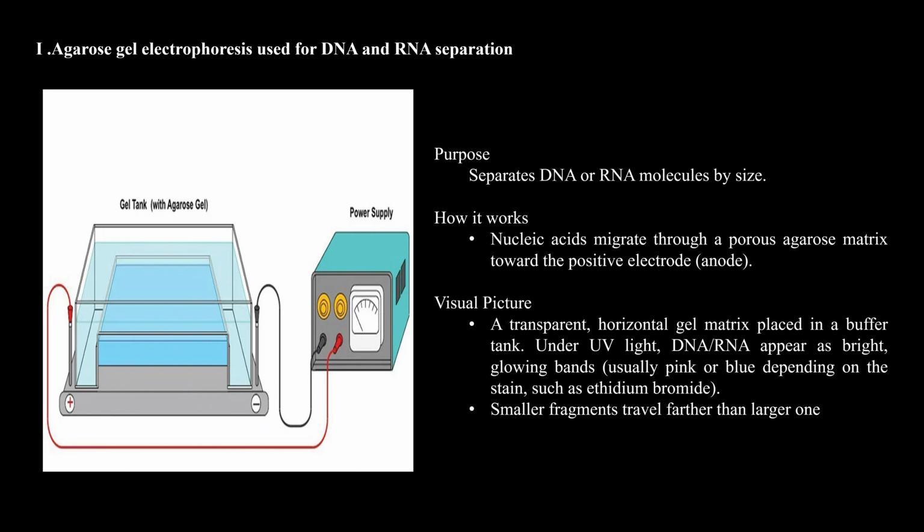Agarose electrophoresis is used for DNA and RNA separation. It separates DNA or RNA molecules by size. How does it work? Nucleic acid migrates through the porous agarose matrix toward the positive electrode, the anode. Visual picture: a transparent horizontal gel matrix placed in the buffer tank. Under ultraviolet light, DNA or RNA appears as bright, glowing bands, usually pink or blue, depending on the stain, such as ethidium bromide. The smaller fragments travel further than the large ones.